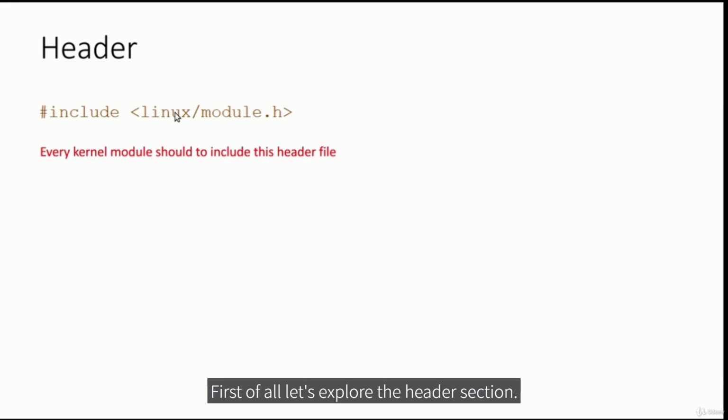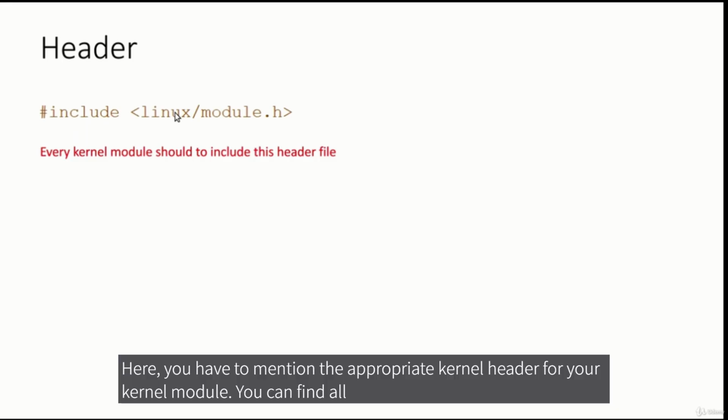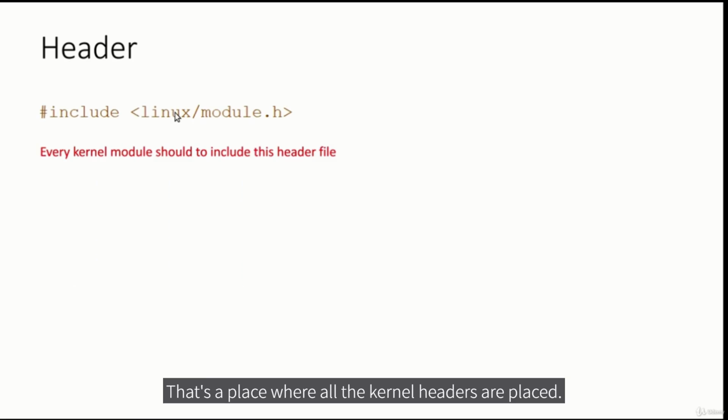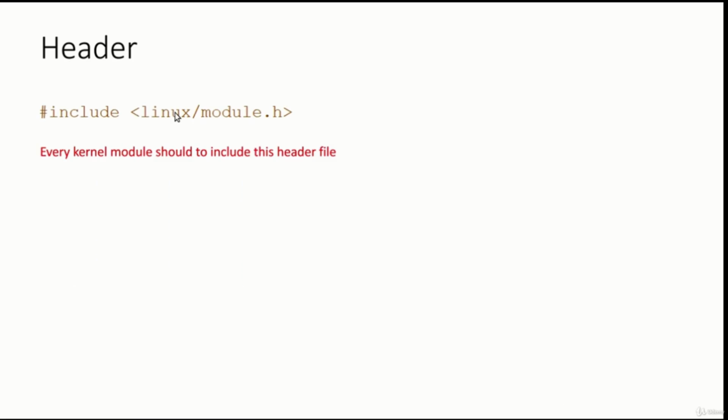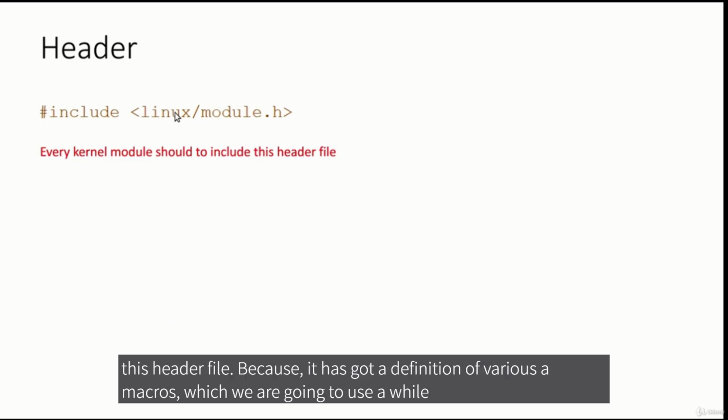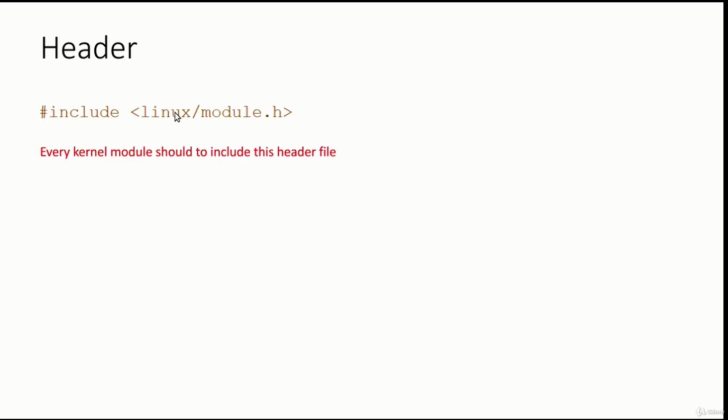First of all, let's explore the header section. Here you have to mention the appropriate kernel headers for your kernel module. You can find all the kernel headers in the kernel source tree in the path include/linux. That's the place where all the kernel headers are placed. In that location, you find a kernel header called module.h. Every kernel module should include this header file because it has the definition of various macros which you are going to use while writing a kernel module.